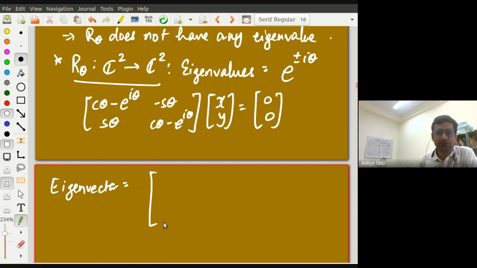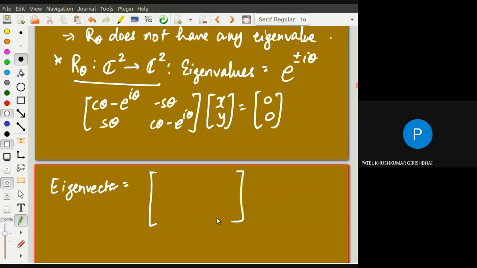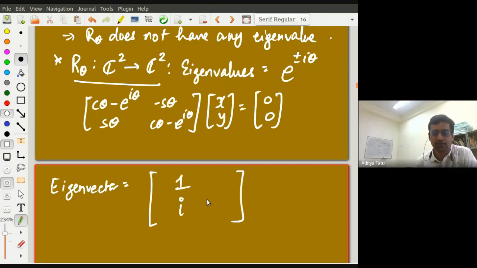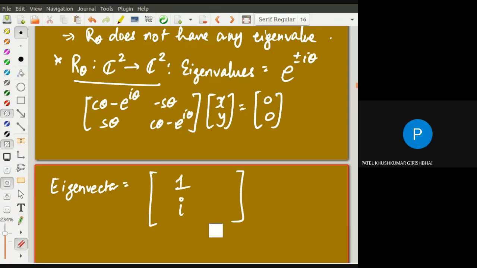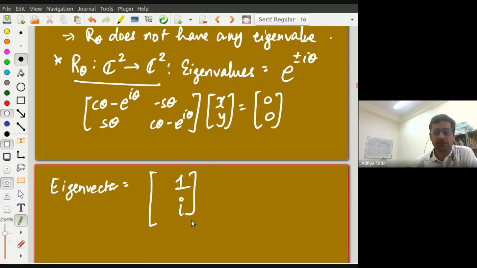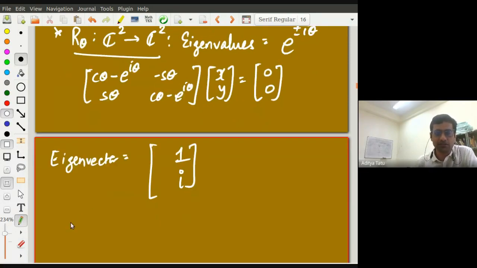Help me out quickly because we are sort of way behind the schedule. Or can I assume you will solve it now? Yes, sir. So fill in the blank. 1 and let's say i. Let us stick to the same notation. 1 and i. Good. And how about the eigenvector for e raised to minus i theta?